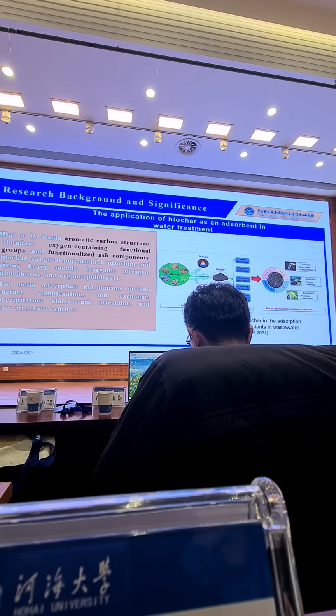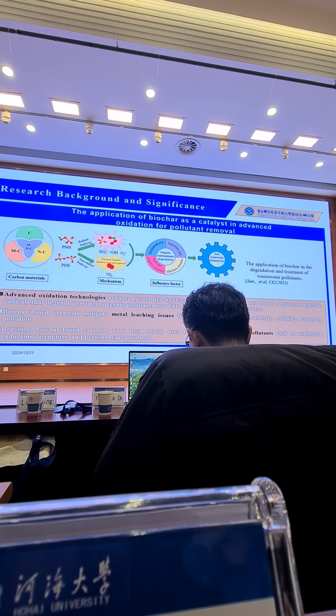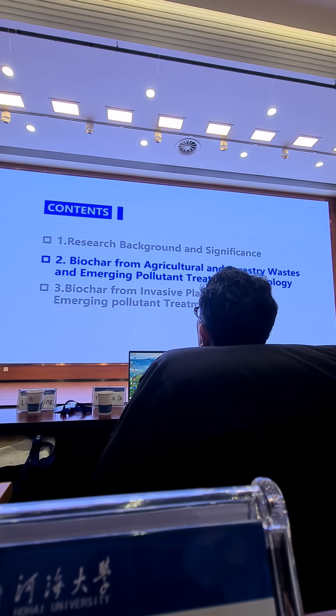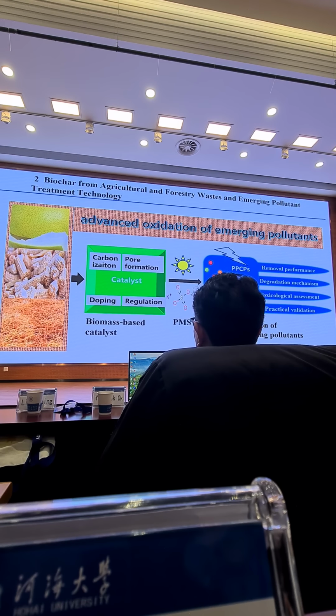It is also used for water treatment and for pollutant removal. So I would like to address the issue related to agriculture and forestry waste and the emerging pollutants treatment technology used in biochars. From the biochar, we can look at advanced oxidation of emergent pollutants.